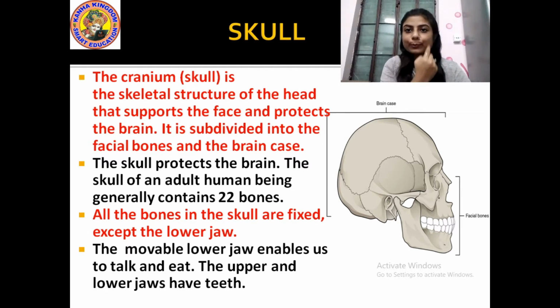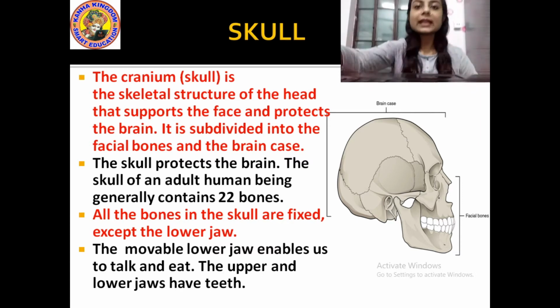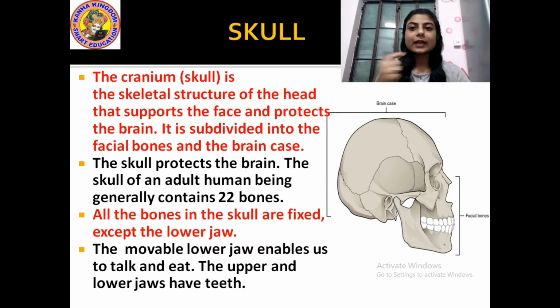Lower jaw means this portion, your mouth portion. It is not connected together. Why? Because the movable lower jaw enables us to talk and eat. The upper and lower jaw have teeth. The upper jaw and the lower jaw, what do they have? They do not have bones, but they have teeth.